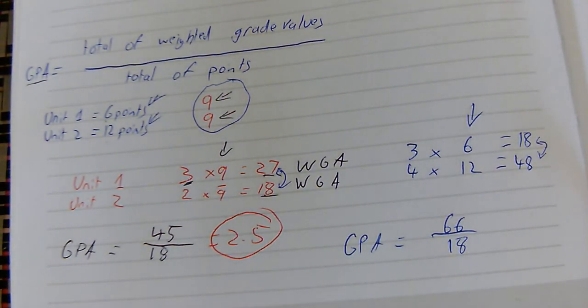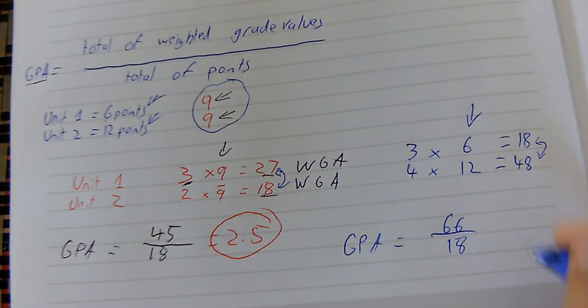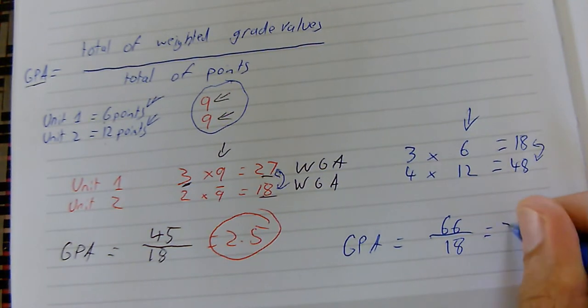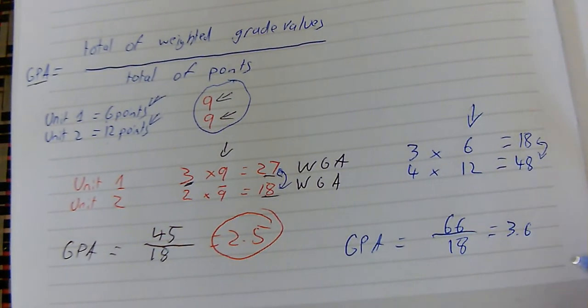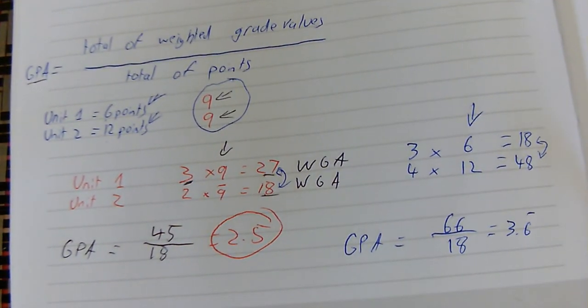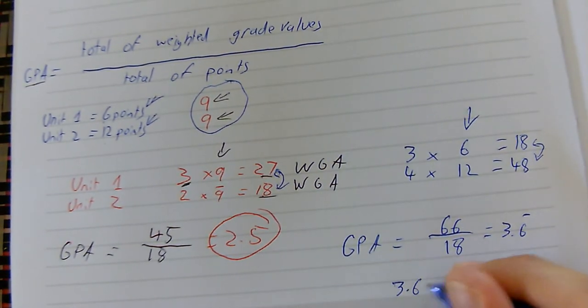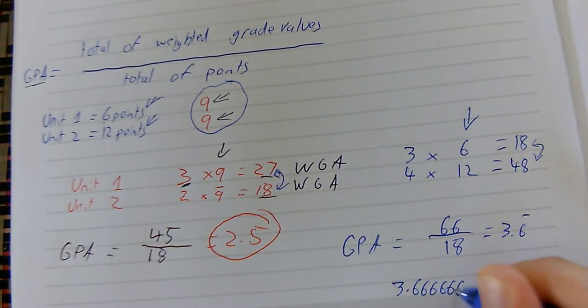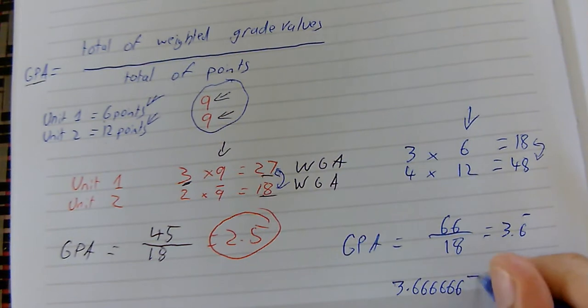66 divided by 18, I'll put that in my calculator. 66 divided by 18 equals 3.6 recurring, which we do like that with a little symbol. And what that means is it's 3.6666666, and then at the end of it, the calculator just rounds that up to 7.